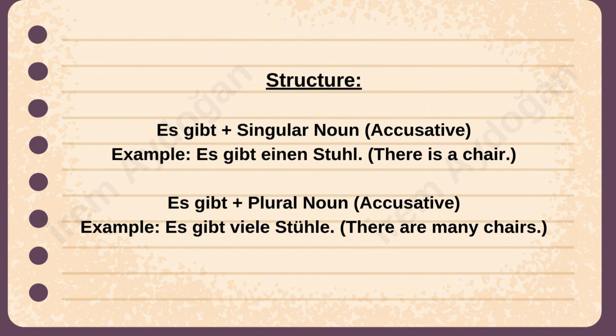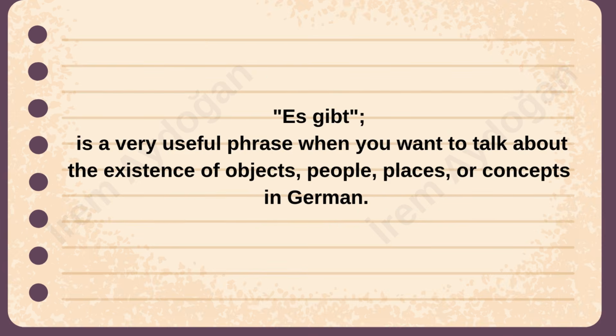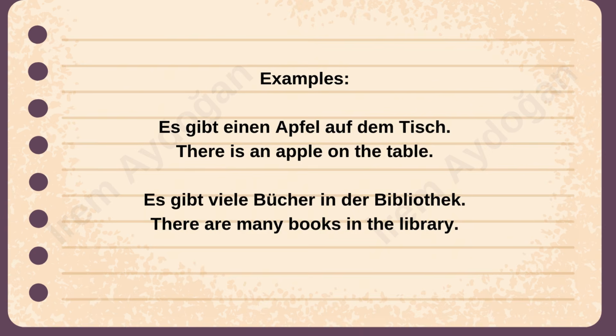And we use es gibt when we want to talk about the existence of objects, people, places, concepts, whatever you want. In German, we use es gibt. Let's check the examples. Es gibt einen Apfel auf dem Tisch. There is an apple on the table. Es gibt viele Bücher in der Bibliothek. There are many books in the library.